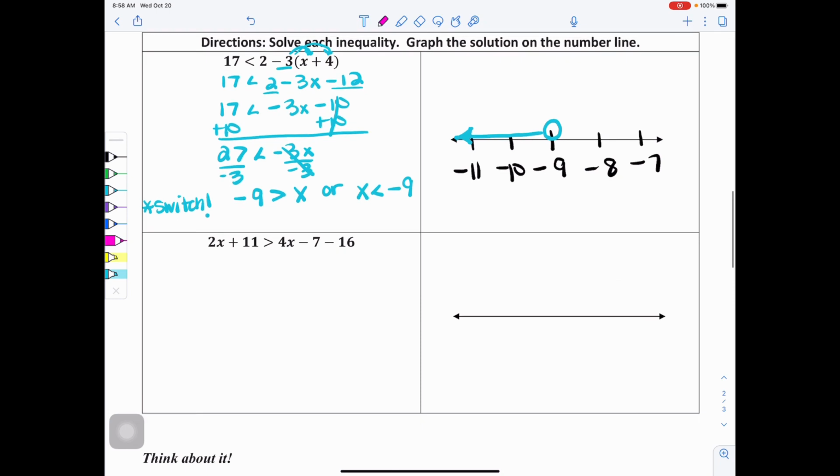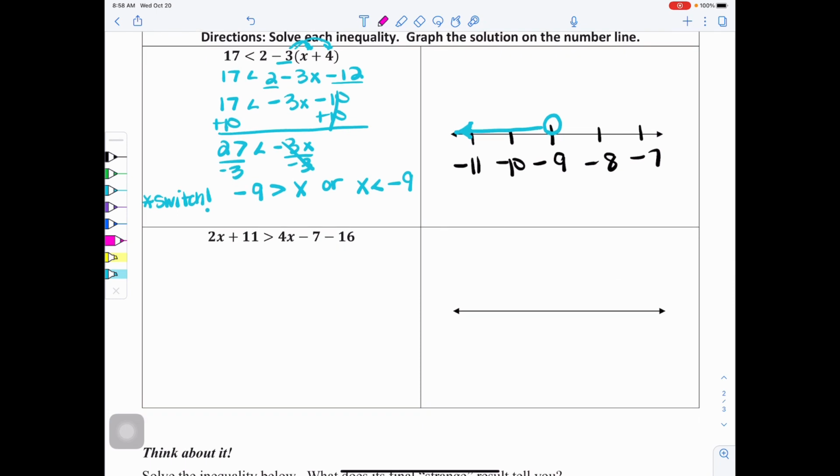All right, underneath that, we have 2x plus 11 is greater than 4x minus 7 minus 16. So here, we are going to look for distributive first. We don't have it. Then we'll look for like terms. We do have that on the right-hand side. We have a negative 7 and a negative 16 that can be combined. So this will be 2x plus 11 is greater than 4x minus 23.